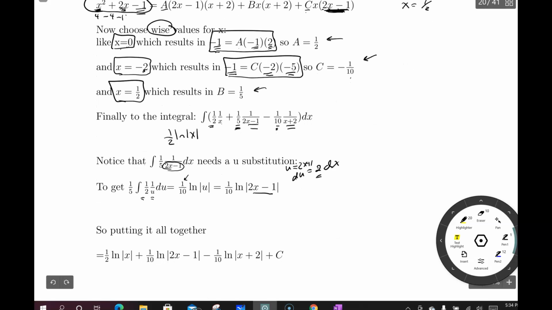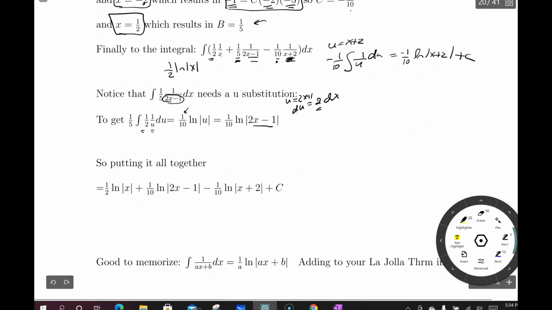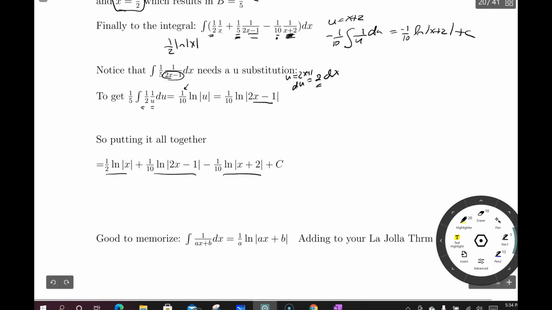So putting it all together, and this one here again, it just needs an easy u substitution of u equal x plus 2. So I'd get negative 1/10, 1 over u du. So that would give me a negative 1/10 ln of x plus 2 plus a C. So put all those three things together. Okay, so you can see we're going to have quite a few little ln's.